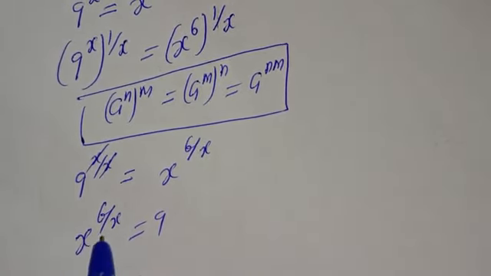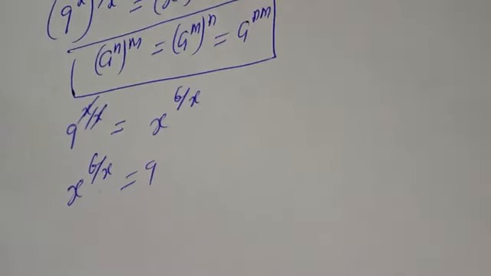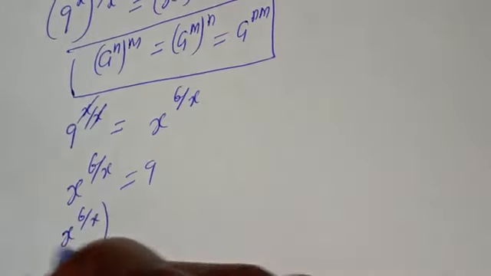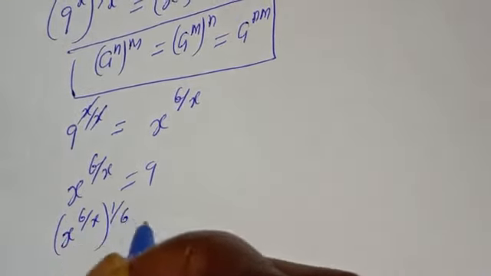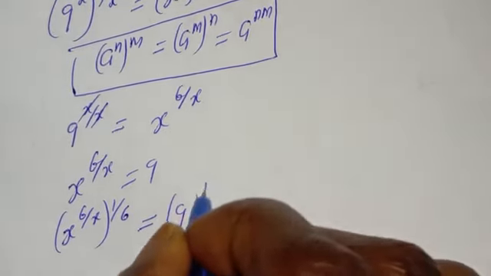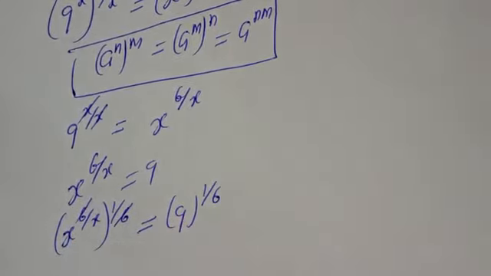Then let's multiply the exponent of both sides again by 1 over 6. Here is s raised to power 6 over s to the power of 1 over 6 is equal to 9 raised to power 1 over 6. This will cancel this.